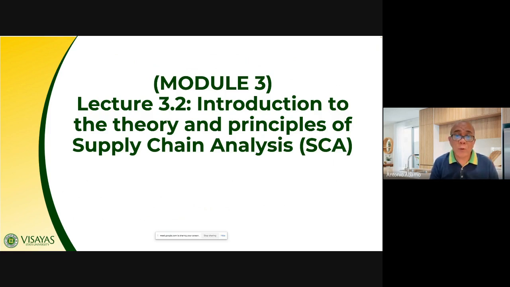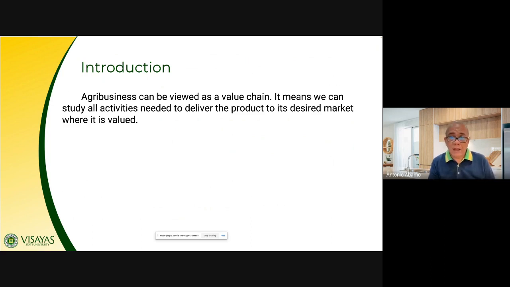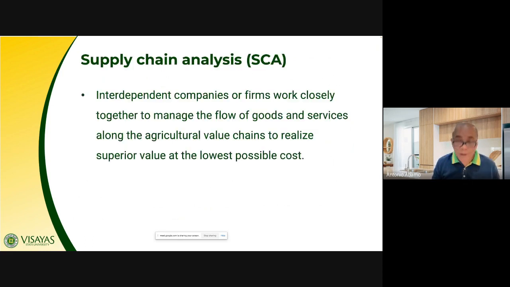In just a short while, we will differentiate the contrasting differences and similarities between a value chain and a supply chain. As an introduction, an agribusiness can be viewed as a value chain. It means we can study all activities needed to deliver the product to the desired market where it is valued. That is for value chain analysis. Now, a supply chain analysis emphasizes the interdependent companies or firms working closely together to manage the flow of goods and services along the value chain to realize superior value at the lowest possible cost.